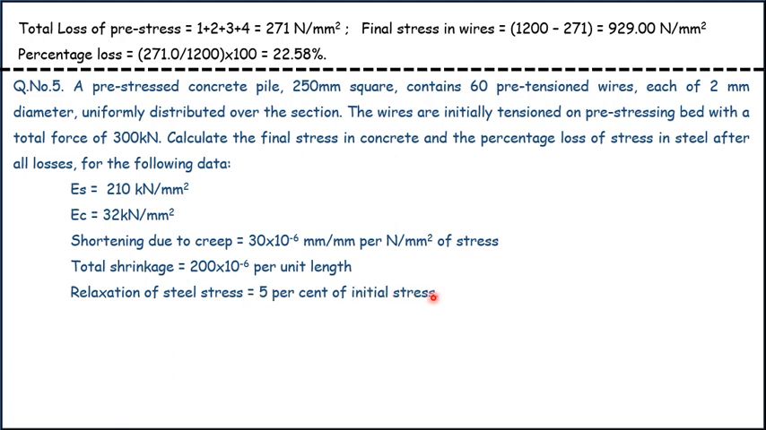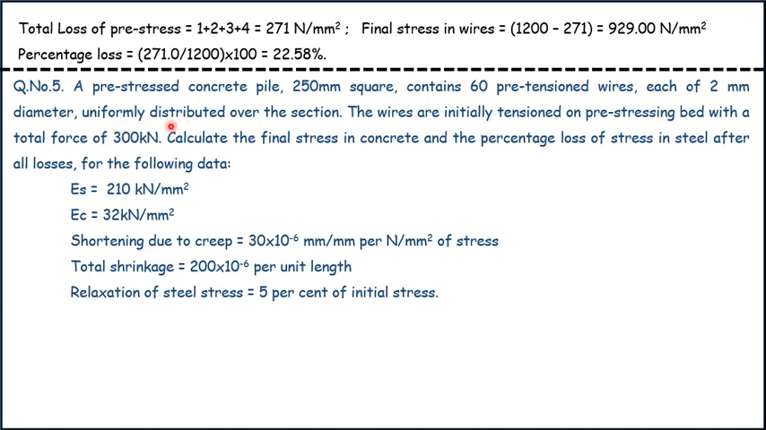So all data is as provided earlier. The only thing is that here the concrete pile is of square section, 250 into 250, and 60 pre-tensioned wires are there. The total number of tensioned wires is 60 and each wire is of 2 mm diameter, uniformly distributed over the section. With this sentence we can conclude that eccentricity equals 0 in this particular problem.